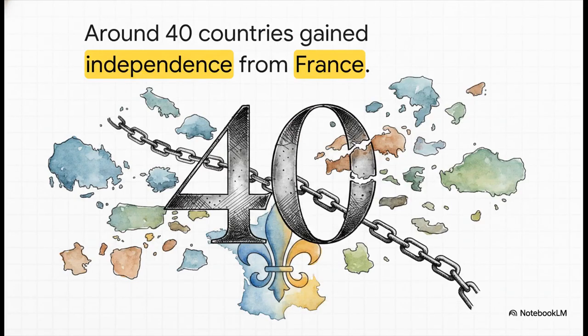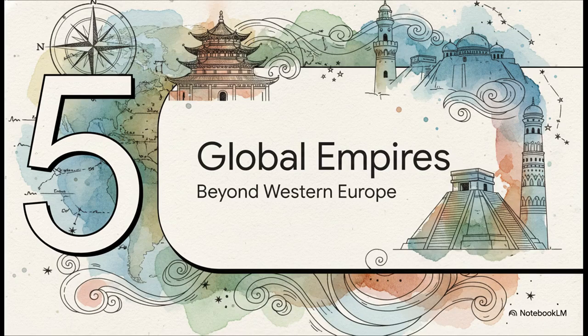So why does this historical scale matter to us today? Well, around 40 modern countries eventually gained their independence from France. Understanding this immense global footprint is absolutely crucial to understanding the sovereignty, the borders, and the administrative DNA of dozens of modern nations today. Finally, let's pull back and look at the broader picture in Section 5, Empires Across the Globe.